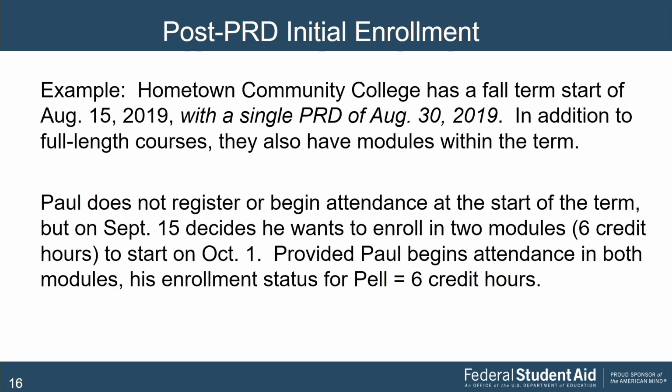So here we have Hometown Community College again. We have Paul. He does not register or begin at the start of the term. On September 15th, he decides he wants to enroll in 2 modules, 6 credit hours, that start on October 1st. Now, that is after the Pell recalculation date, but Paul begins his attendance in his modules. His enrollment status is going to be 6 credit hours because that's when his initial calculation was done, and it was after the Pell recalculation date.